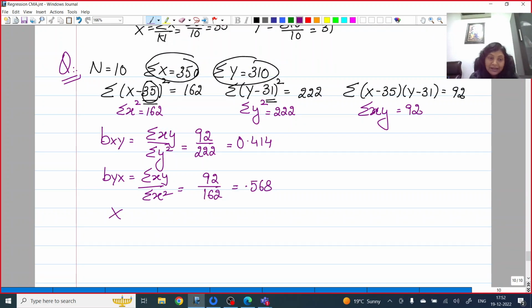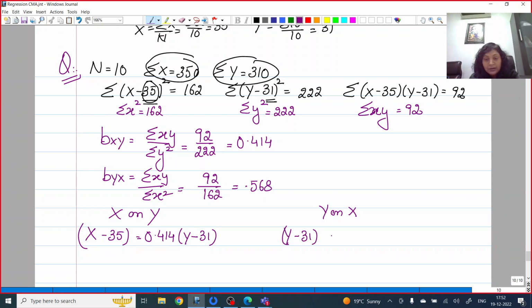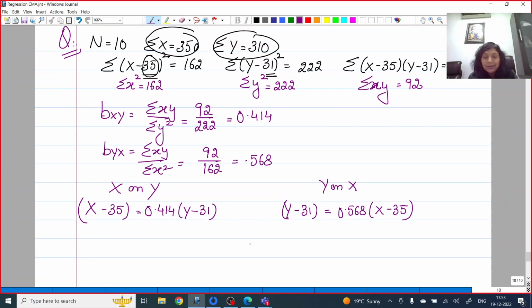Now you can easily find the equation x on y. X minus x mean, which is 35, equals bxy, 0.414, into y minus y mean, 31. And y on x, that is y minus y mean equals byx, 0.568, into x minus x mean. So by solving these equations, you can easily find the equations x on y as well as y on x.